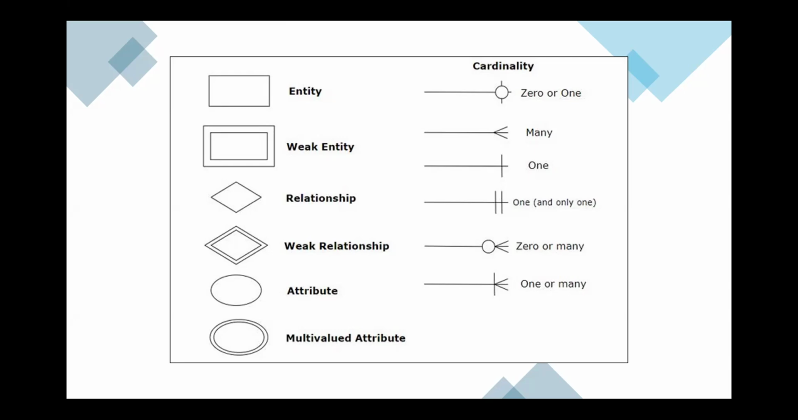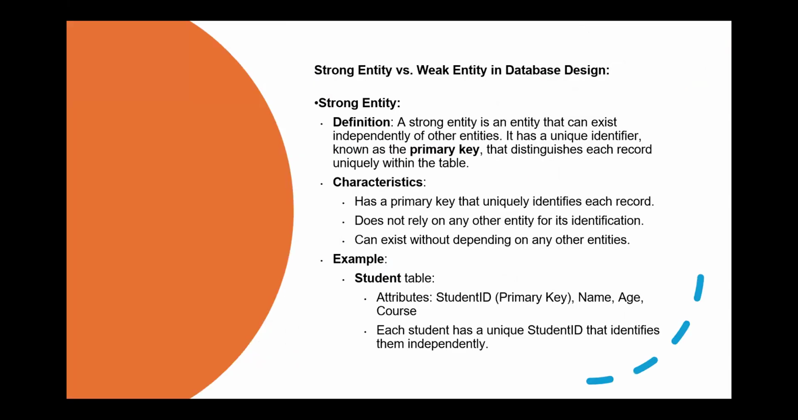Okay, so just see this. You can keep this handy for yourself. So strong entity versus weak entity in a database design: we've already seen a strong entity is an entity that can exist independent of other entities. All entities you will find have a unique identifier. And this unique identifier is called a primary key. Like I mentioned, your student ID.